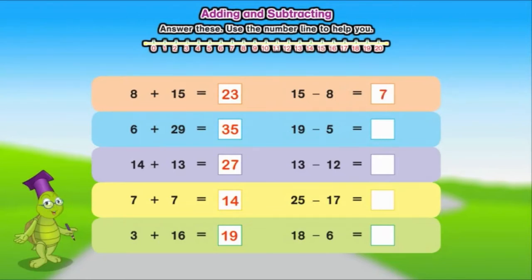15 minus 8, 7. 19 minus 5, 14. 13 minus 12, 1. 25 minus 17, 8. 18 minus 6, 12.